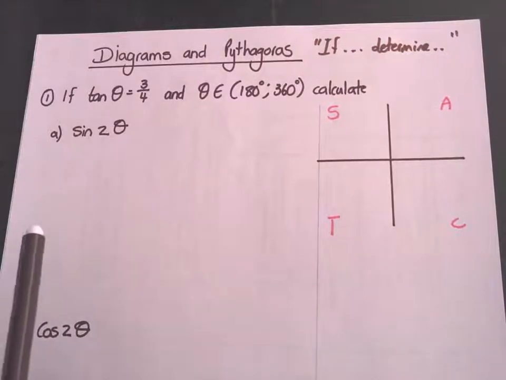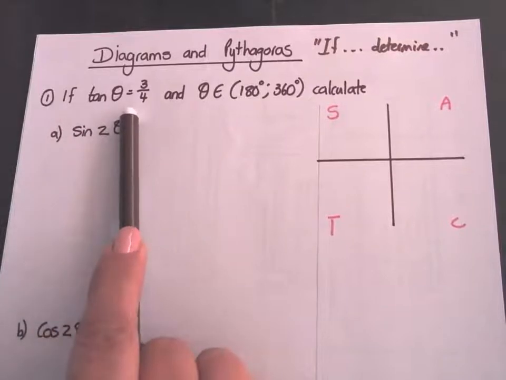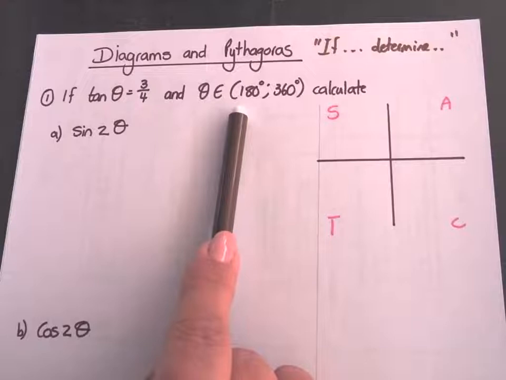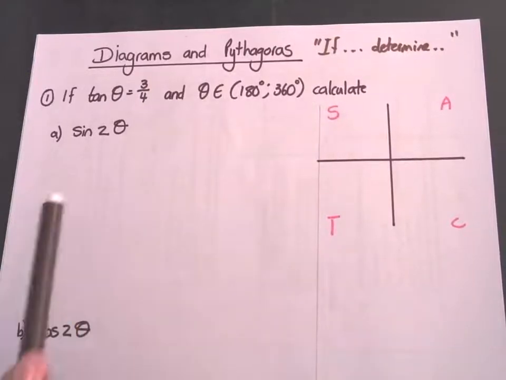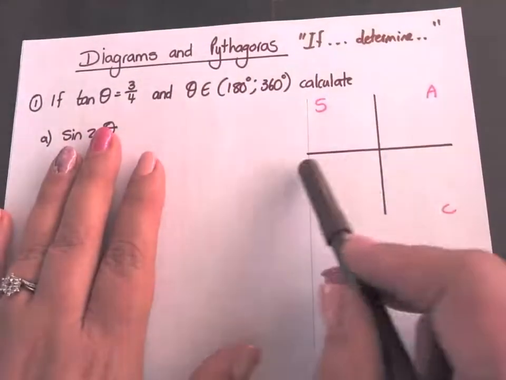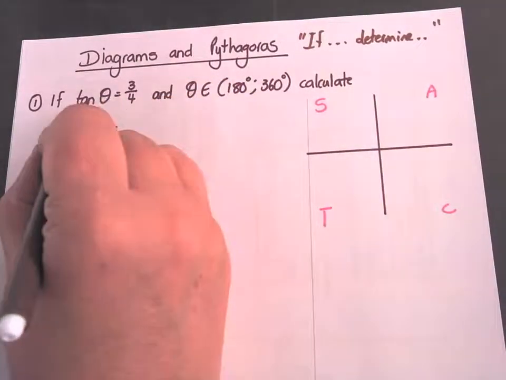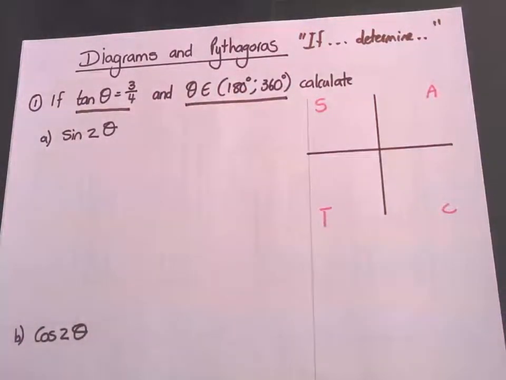So the first example, we say if tan equals 3/4 and theta is between 180 degrees and 360 degrees, calculate the following sums. We need a cos diagram because we have to plot two clues on the cos diagram. The first clue is tan equals 3/4.